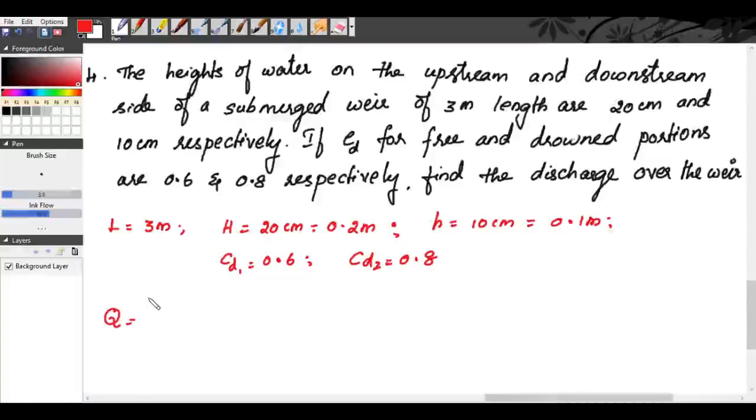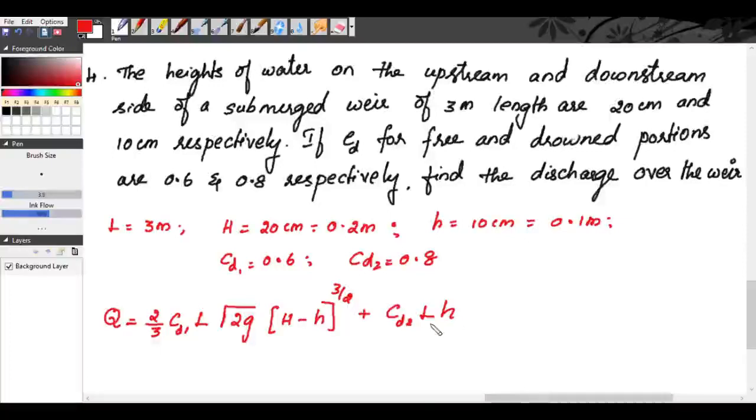We know the formula for discharge over the drowned or submerged weir: Q is equal to 2 by 3 CD1 L root of 2G (H minus h) the whole raised to 3 by 2 plus CD2 into L into small h, this is area, into velocity root of 2g (H minus h). So you can substitute all the values, you will get the discharge as 0.504 meter cube per second.